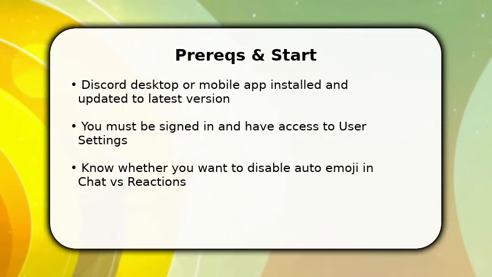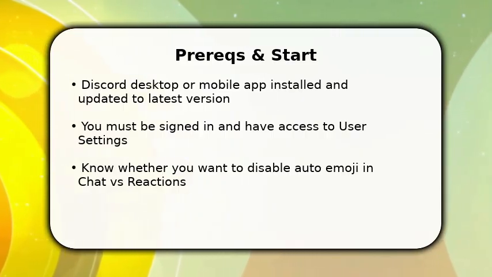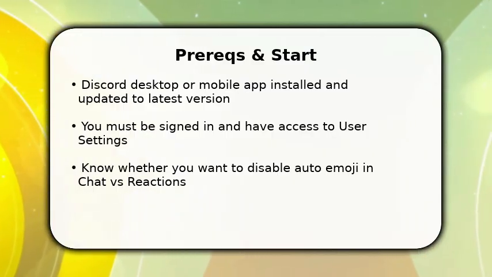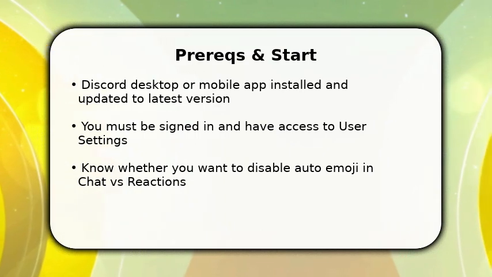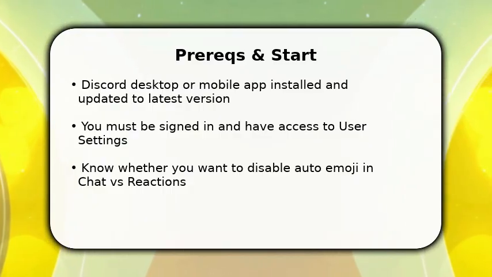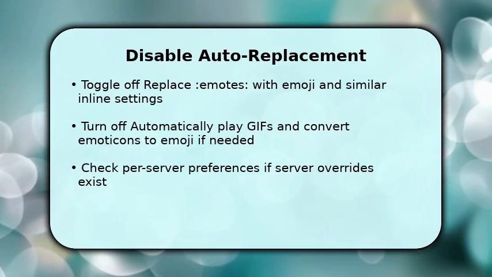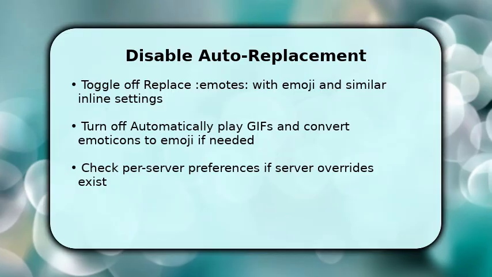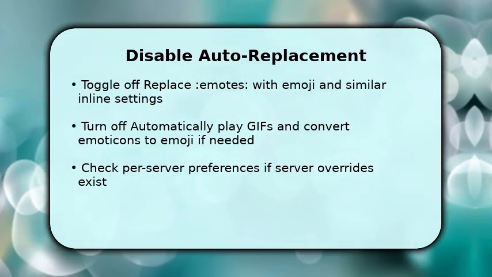Make sure your app is updated, then proceed to the messaging options so you can toggle the precise controls we'll change in the next step. Now you'll flip the switches that cause auto emoji. On desktop, under text and images, disable automatically convert emoticons to emoji and show emoji reactions. On mobile, open messages and turn off matching options.